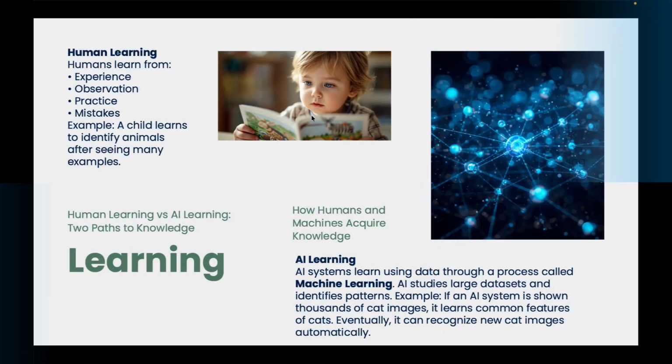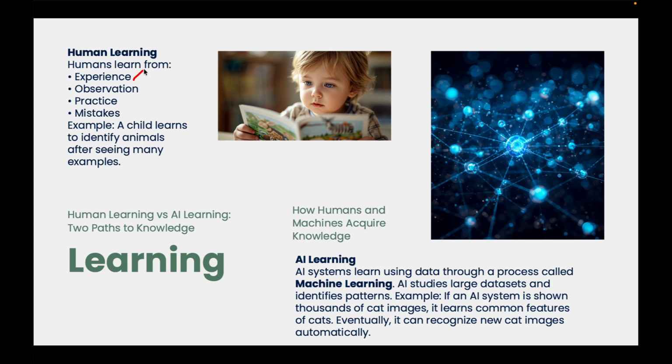Okay, humans learn from experience, observation, practice, and mistakes. So if you see, a child learns to identify animals after seeing many examples. If you show many animal examples to a child, and after that, if you show a random image of any animal, then the child can identify that.